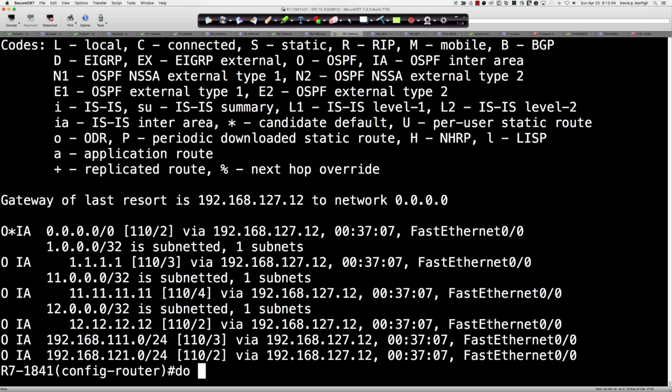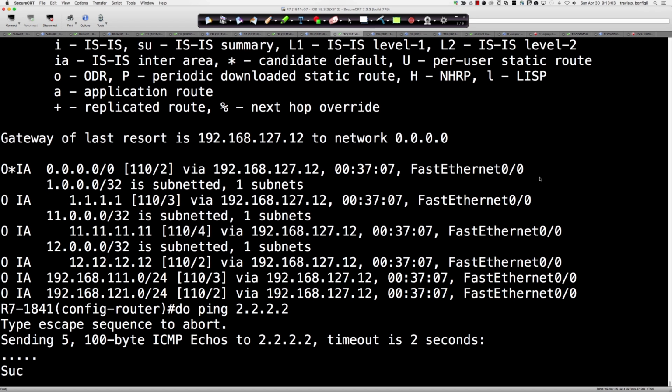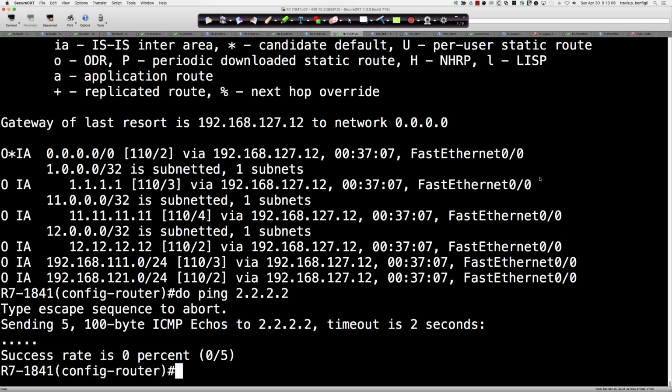In fact, remember that external information, when I said do ping 2.2.2.2, right? So this was that external information that's over in the EIGRP domain. Now, I don't have reachability to it because I'm probably missing routing information in the EIGRP domain, and it doesn't know how to get back to this, and so we could sort that out later. But again, this external information, I don't see it here because it's a stub.